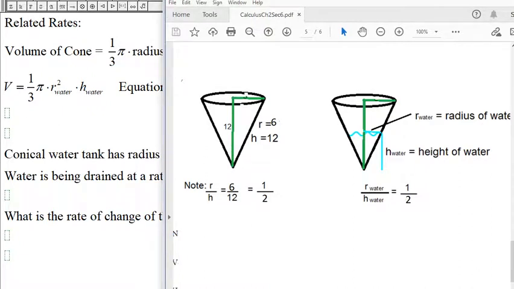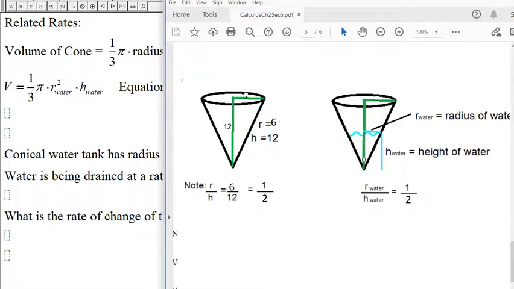The cone has a height of 12 and a radius of 6, so the ratio of radius to height is 6/12, which is 1/2. The water goes up to this point, and this is the height of the water and this is the radius of the water. The height and the radius form a right triangle, and this right triangle is inside of the larger right triangle.